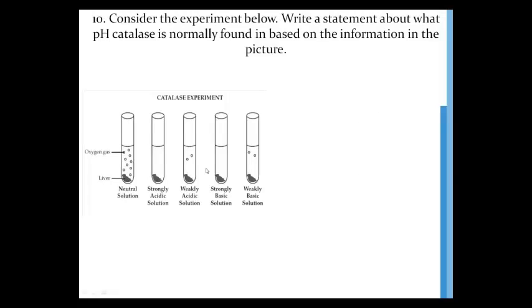So consider the experiment below. Write a statement about what pH catalase is normally found in based on the information in the picture. So here I've got my pitcher, and this is filled with some hydrogen peroxide, and it's at different pHs. I've got neutral, strongly acidic, strongly basic, weakly acidic, and weakly basic. And inside is a little piece of liver, which contains the enzyme catalase.